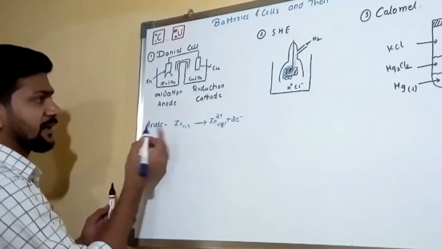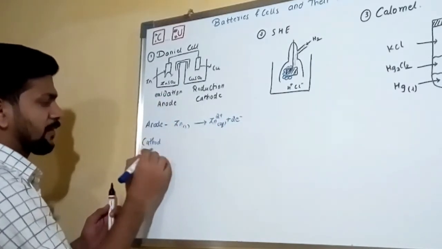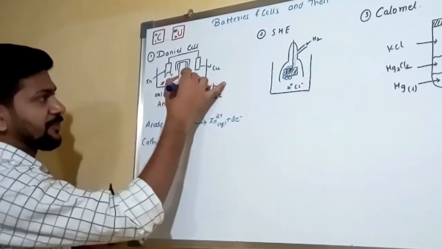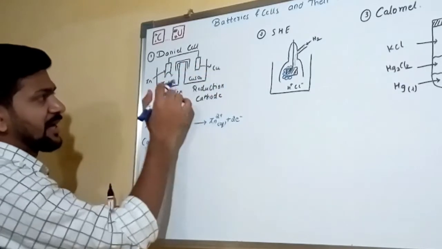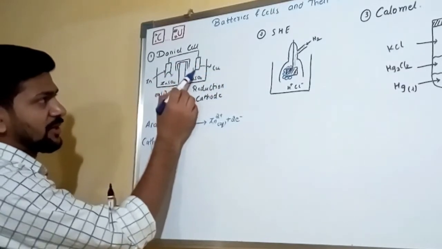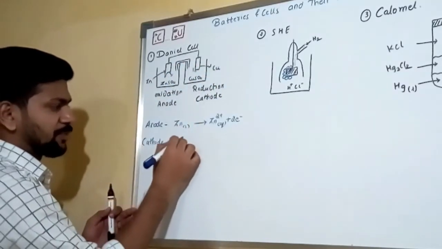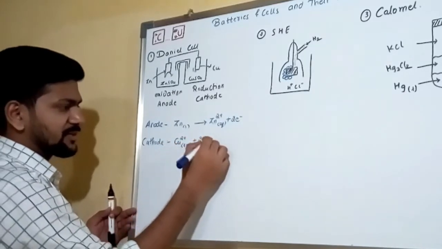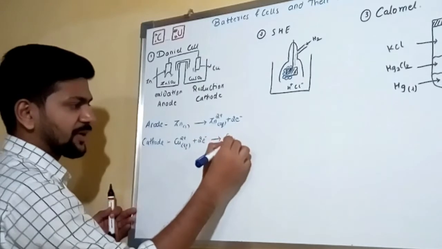The cathodic reaction will be, on the cathode, copper 2 plus from the solution will be accepting electrons and will be getting discharged at the rod. So the cathodic reaction can be copper 2 plus from your aqueous solution accepting 2 electrons and getting discharged over there, producing copper solid.